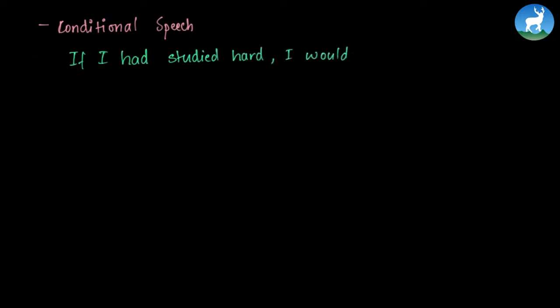Past perfect tense is also used to denote some conditional statements. With conditional speech, we use past perfect tense. For example, if I had studied hard, I would have passed the exam. So this is a condition. This is a conditional speech because you have a condition implied that you would pass if you had studied hard. So here we use the past perfect tense.